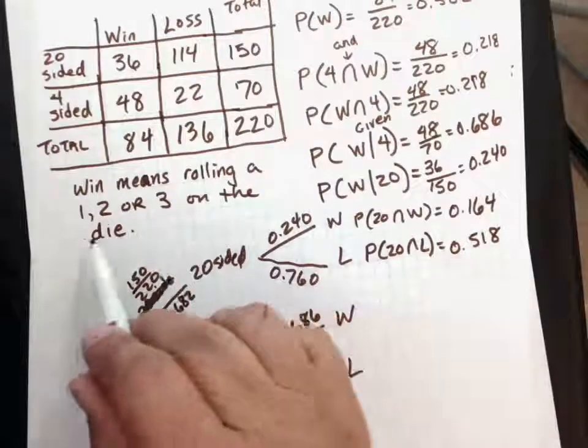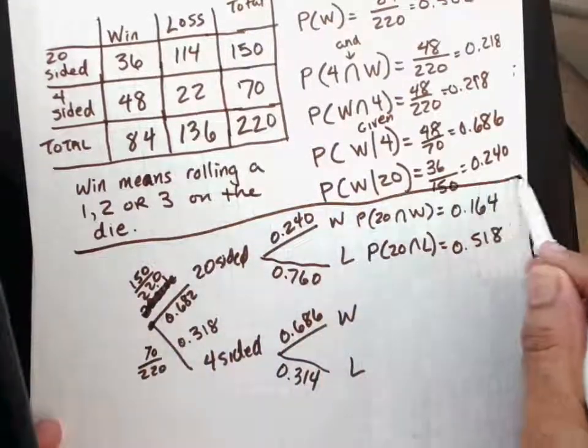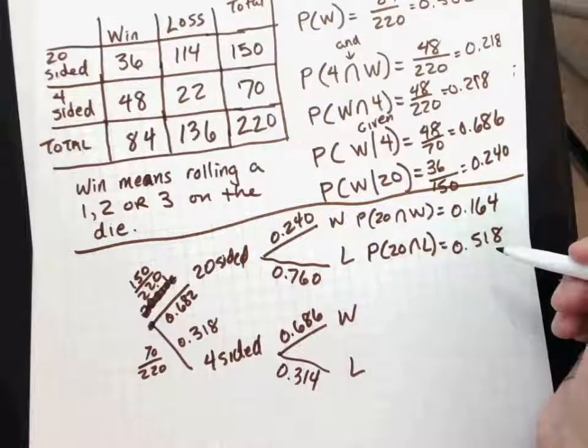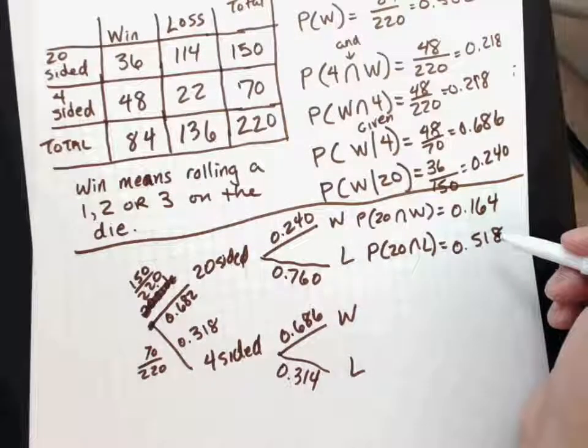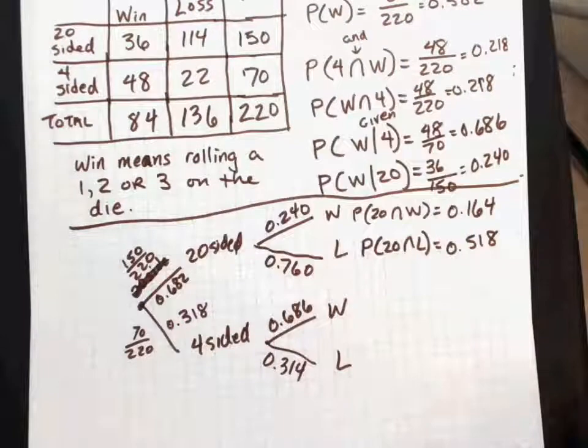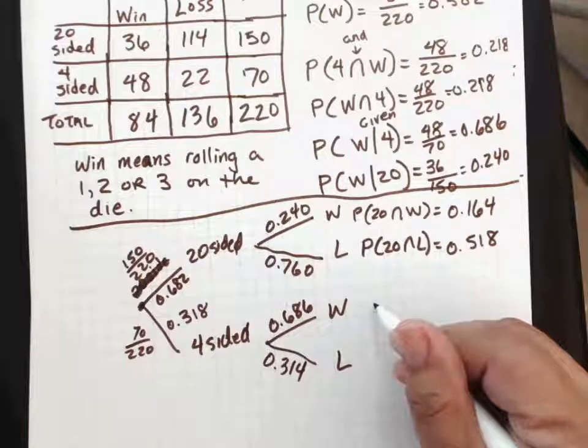Now you might go, wait a second, Mrs. Overman. Let me put a line there so you know. Wait a second, Mrs. Overman. These don't add up to 1. Well, that's okay, because this is not all of the occurrences. I still have to look at the 4-sided die. So this is for the entire, all the occurrences, all the rolls in my classroom.